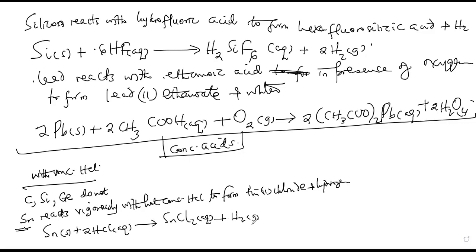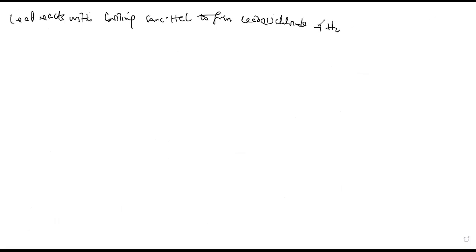Also, lead can react with boiling concentrated hydrochloric acid to form lead(II) chloride and hydrogen. So lead reacts with the boiling conc hydrochloric acid to form lead(II) chloride and hydrogen. It is lead solid plus boiling conc hydrochloric acid aqueous forming lead(II) chloride and hydrogen gas. That was the concentrated hydrochloric acid.